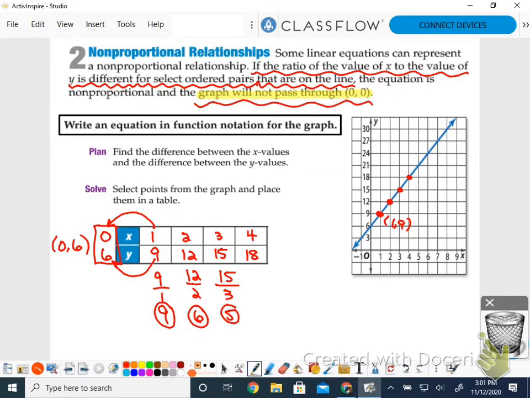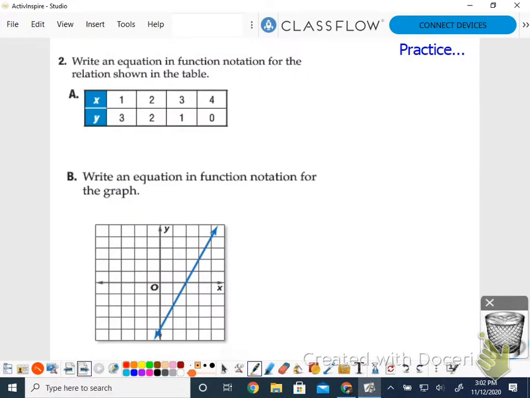I do see 0, 6 on my graph. It's right there. And we should know from previous lessons that that point, 0, 6, is our y-intercept. That's where our line crosses our y-axis, right? So there it is. Now, what they wanted me to do is write an equation in function notation for the graph. All right. Let me just take a peek at something here.